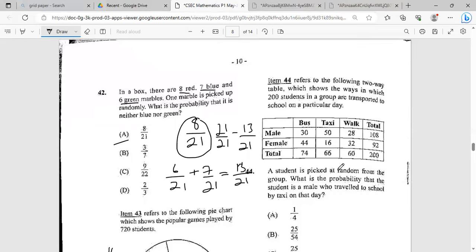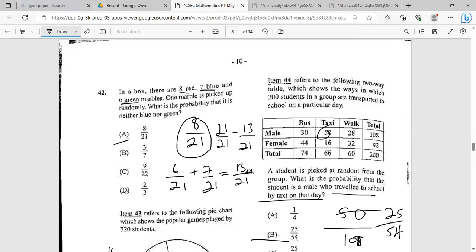44. A student is picked at random from the group. What's the probability that a student is a male who traveled to school by taxi? So traveled male taxi, that is 50 over 108. Previously they had asked if they walk or bus. Some thought. All right, so we can use 2 into this 25, 2 into this 54. So that's 54 over 25. I'm going to go a bit fast, guys.